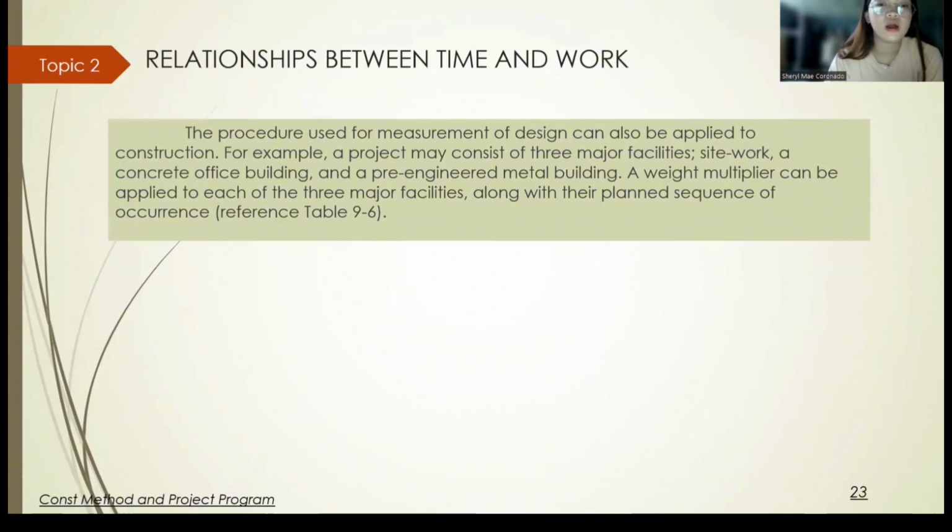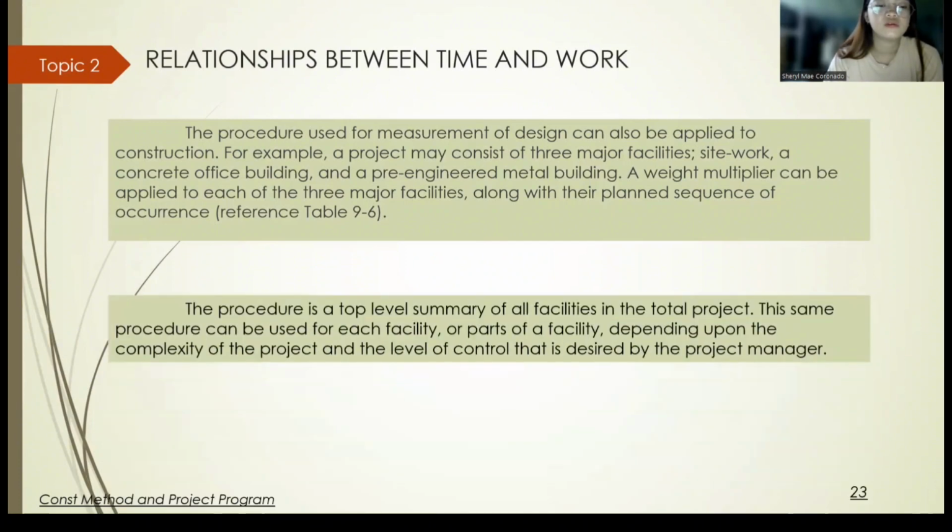For example, a project may consist of three major facilities: site work, a concrete office building, and a pre-engineered metal building. A weight multiplier can be applied to each of the three major facilities, along with their planned sequence of occurrence, reference Table 9-6. So the procedure is a top-level summary of all facilities in the total project.